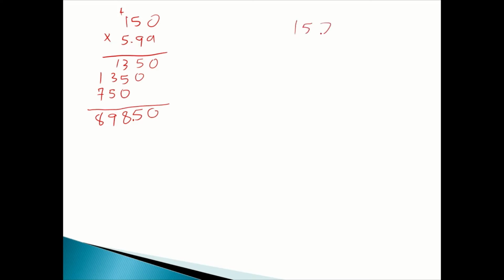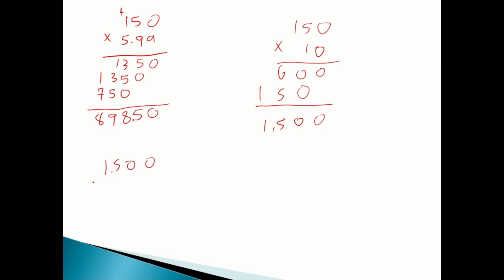How about for the quoted price? That's 150 times 10, which means we're gonna write there 0, 0, 0, and this is 0, 5, 1. And as we add that, that's 1,500. And to solve for our profit, we're gonna subtract 898.50 from 1,500. That's 1,500 minus 898.50. So it's gonna be 0, 0 here.